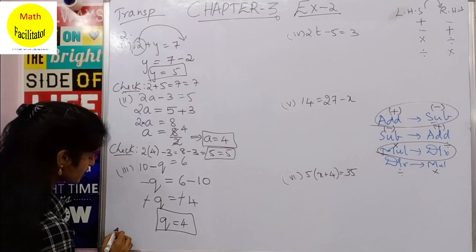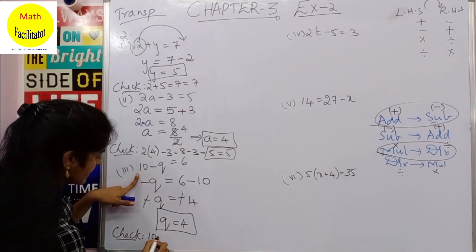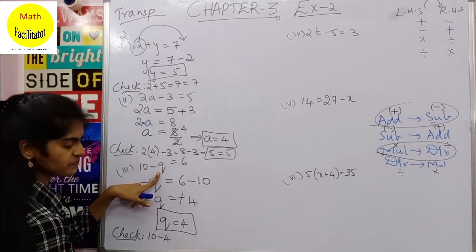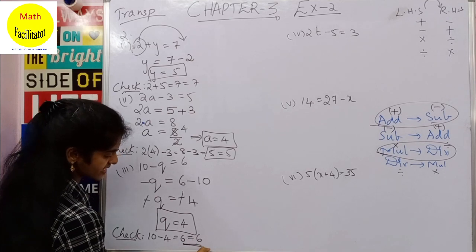So how will you check? For checking, just substitute the value of q here. So it is 10 minus, you have the q value as 4. So 10 minus 4 is 6. Now the RHS is also 6.